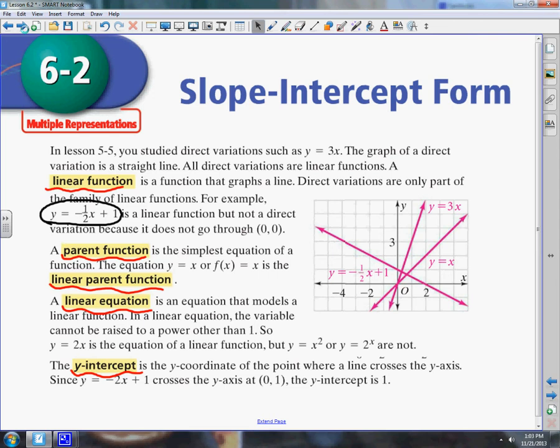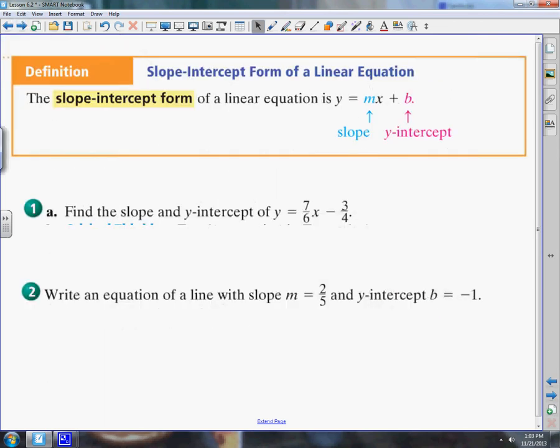So this should hopefully be a little bit of a review. Slope-intercept form of a linear equation is y equals mx plus b. We did this all the time in pre-algebra, and I talked about it constantly. Y equals mx plus b. So if you are given this question, number 1, find the slope and y-intercept of y equals 7/6x minus 3/4.